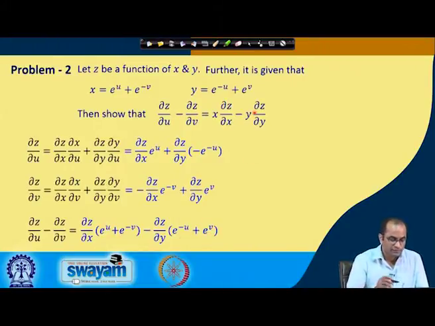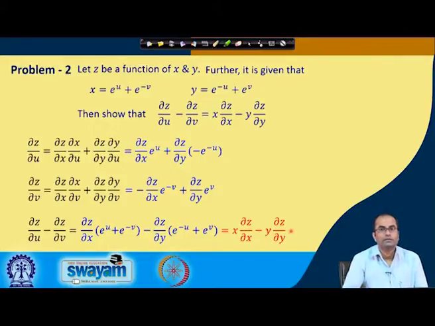So, we get precisely the desired term here. So, this is x del z over del x, and then minus this is y del z over del y.